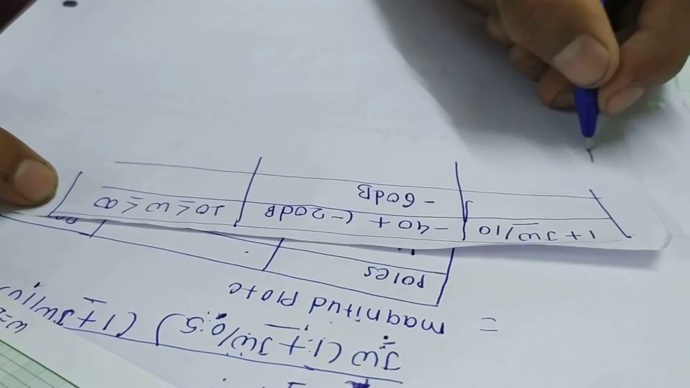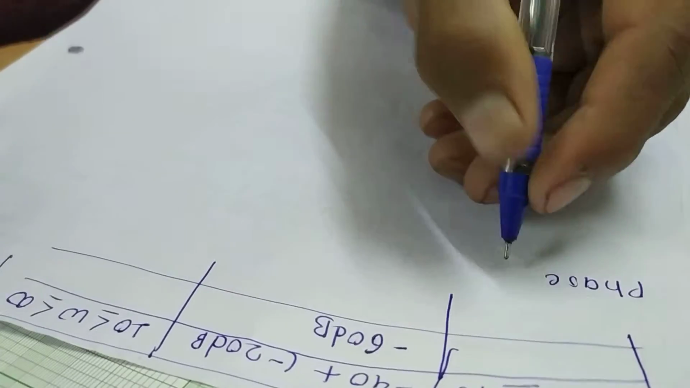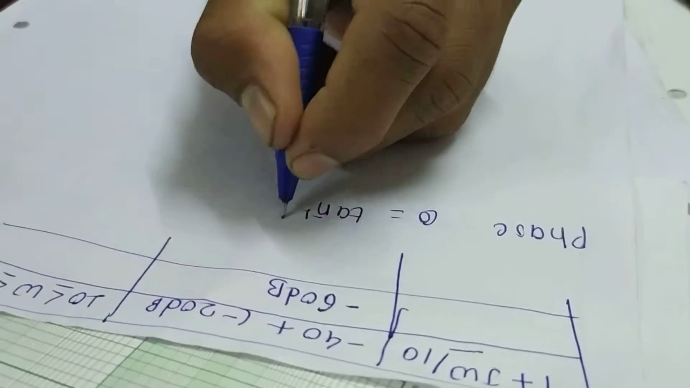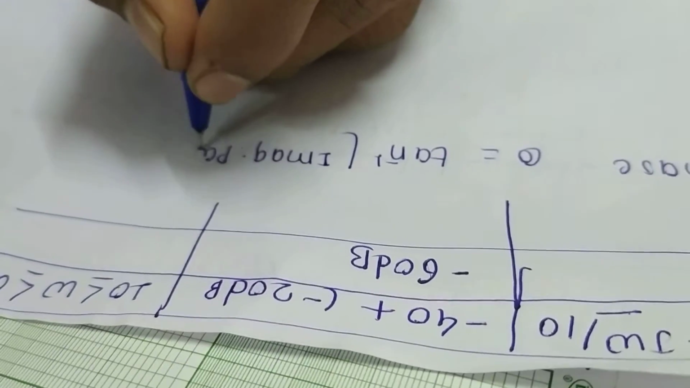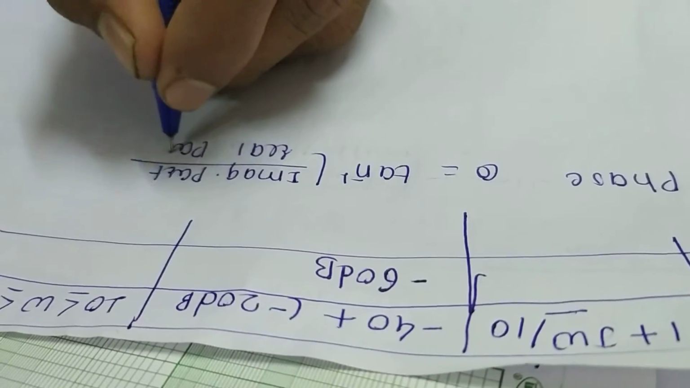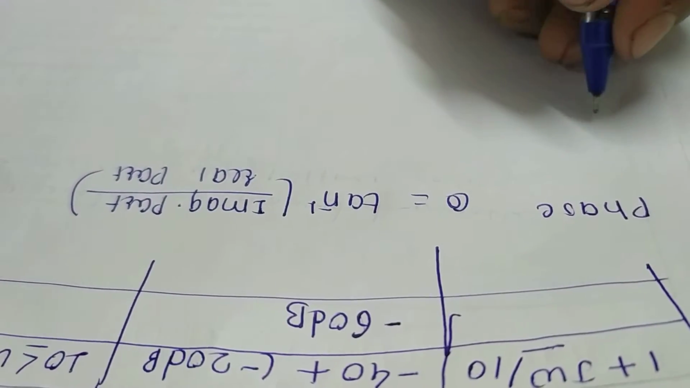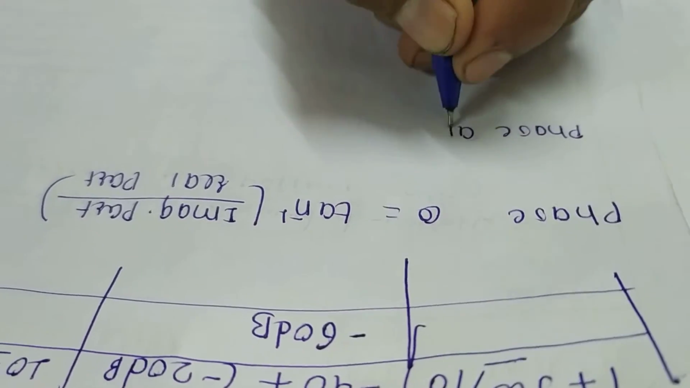For the phase angle, we want to find the phase angle. What is the formula for the phase angle? Theta is equal to tan inverse of imaginary part upon real part. So for that, first we have to take the phase angle.